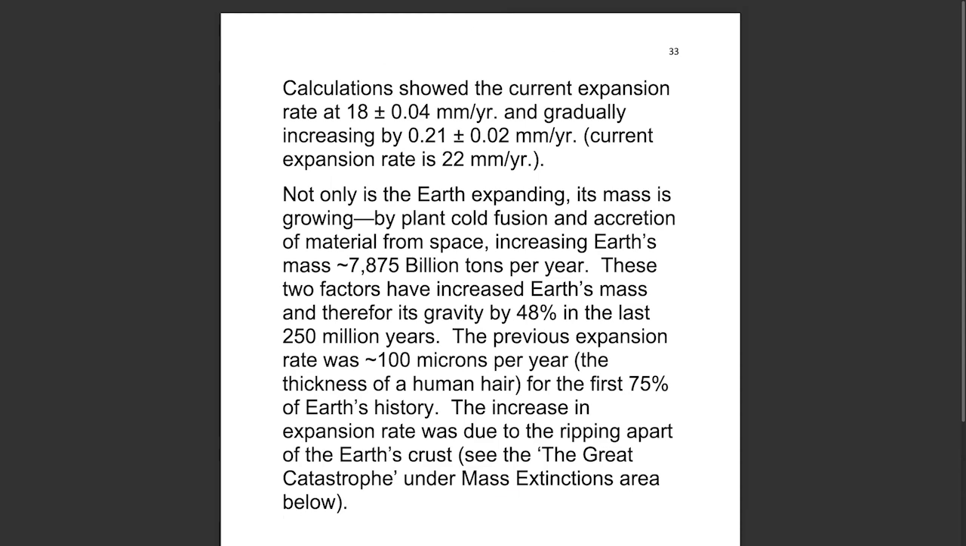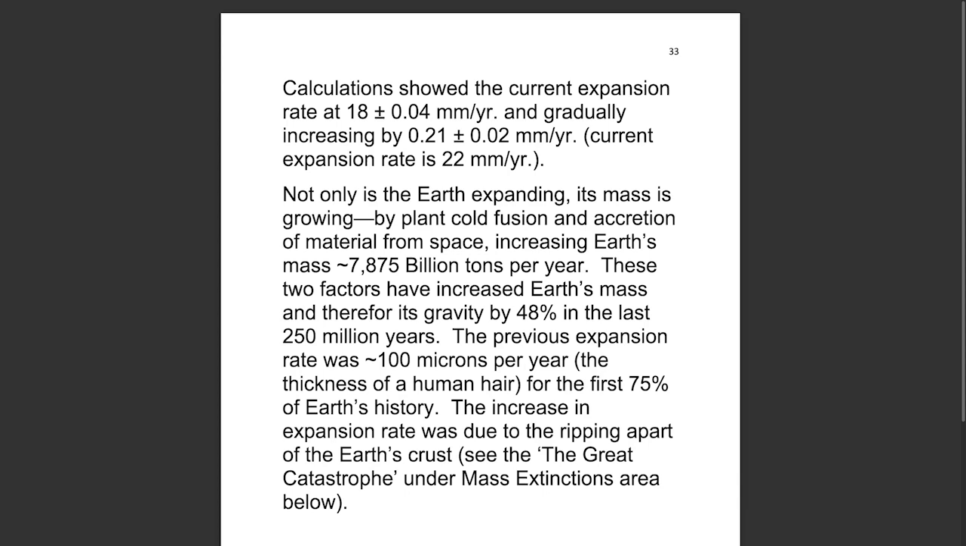as I've previously mentioned, its mass is growing by planetary cold fusion and accretion of material, 7.875 billion tons. These two factors have increased the Earth's mass, and therefore its gravity, by 48% in the last 250 million years. The previous expansion rate was about 100 microns per year, about the thickness of a human hair, for the first 75% of Earth's history.